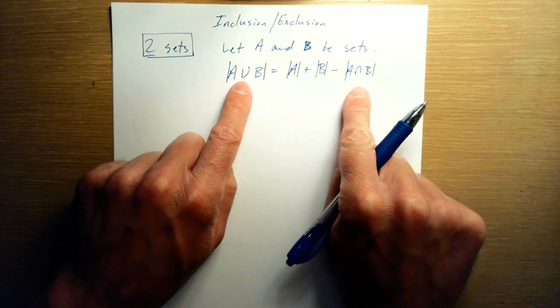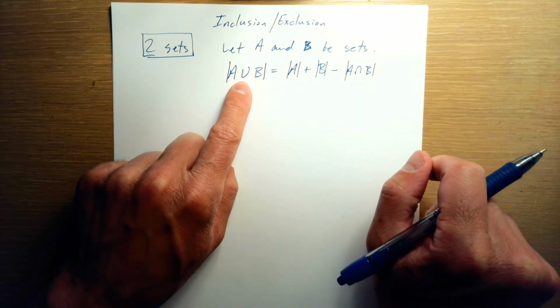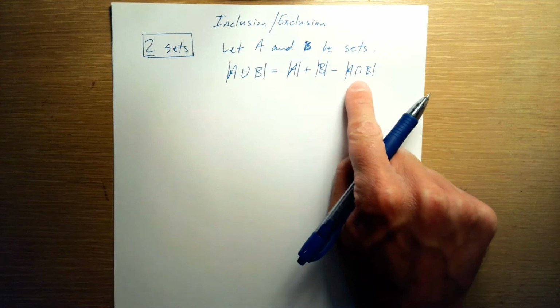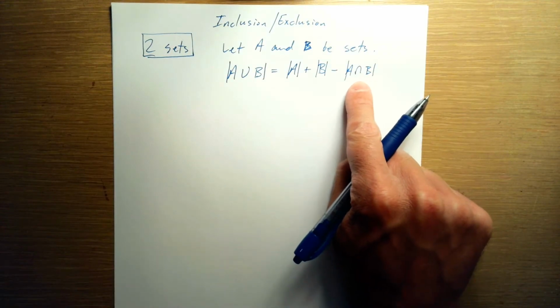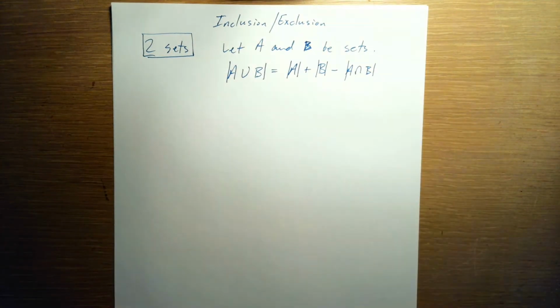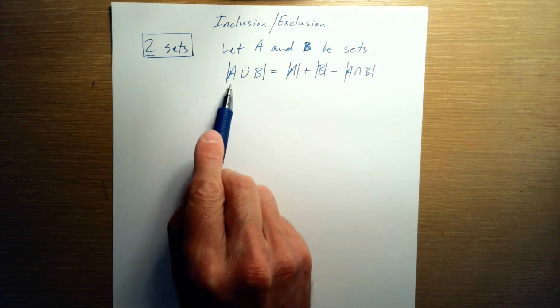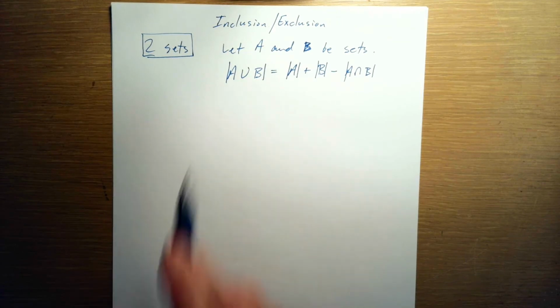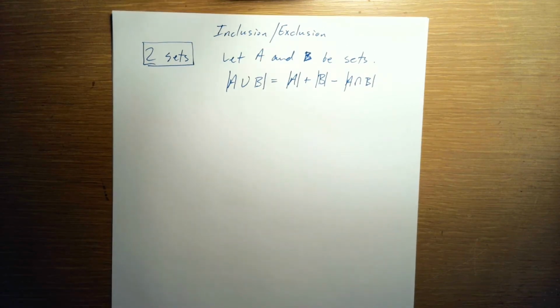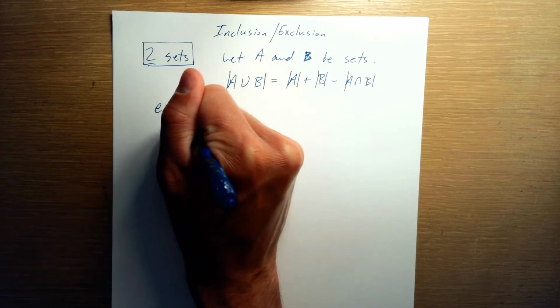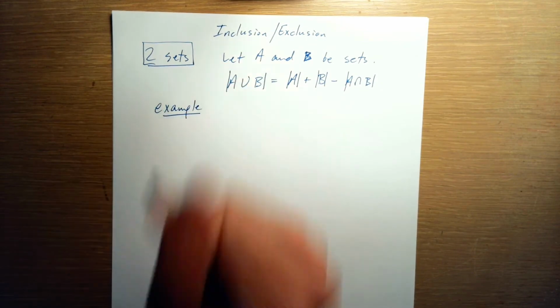And so notice these are different. This is the union, this is the intersection. That's the elements that are in both of the sets. So this is it. That's the principle of inclusion-exclusion for two sets. It gives us a formula to find the cardinality of the union. And in this video I'm just going to show you two examples of how to use this.